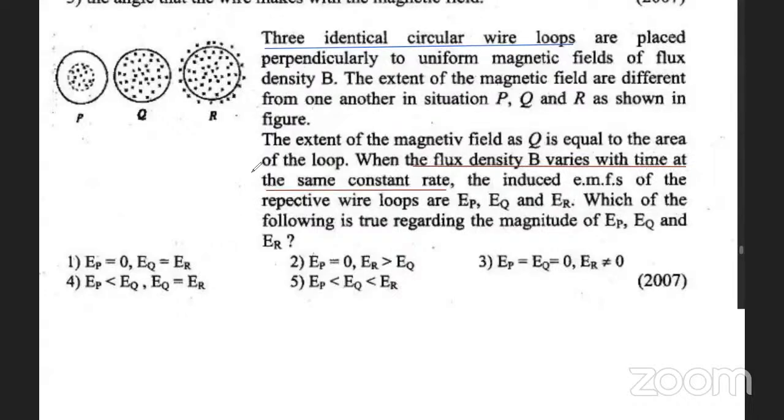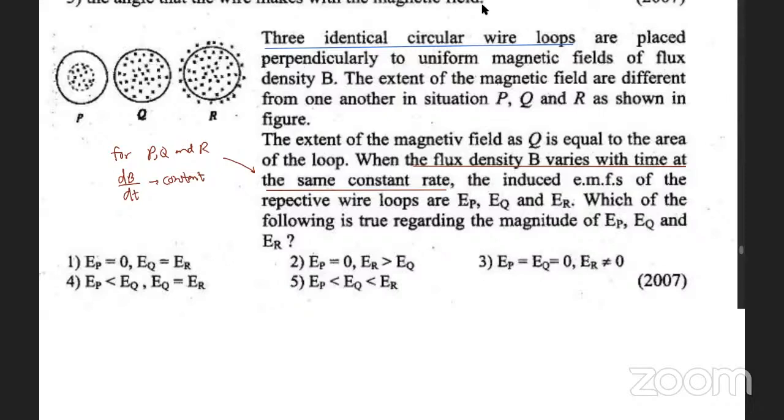Therefore, we said for all three, for P, Q, and R, dB over dt is constant. So we have to compare the induced electromotive force in each of them, where the answers are provided.